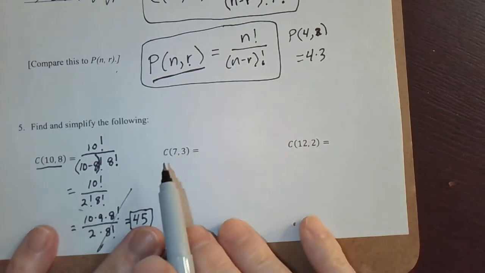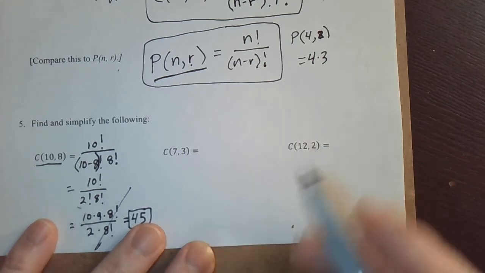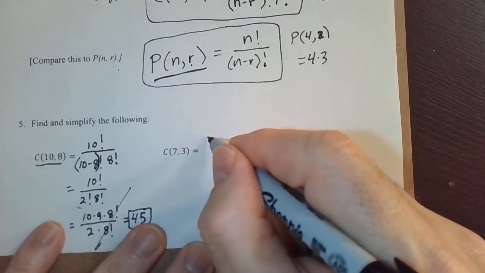All right, the combination of 7 things taken 3 at a time. Remember what goes on top?